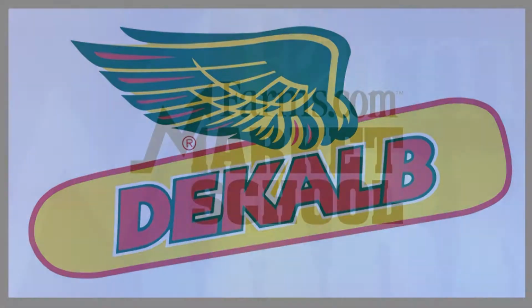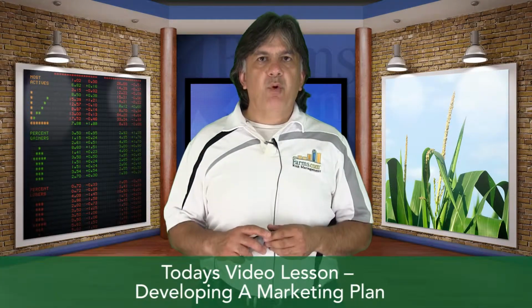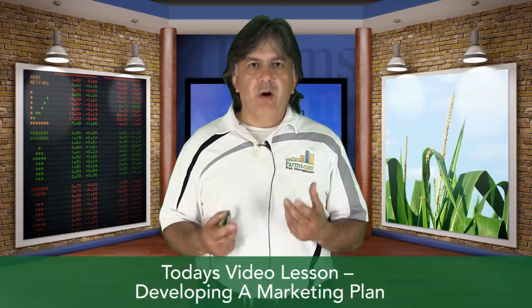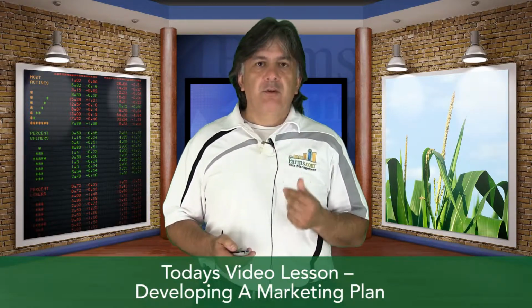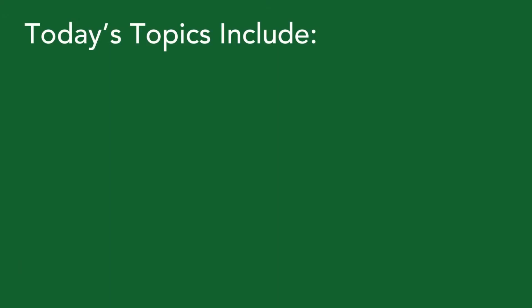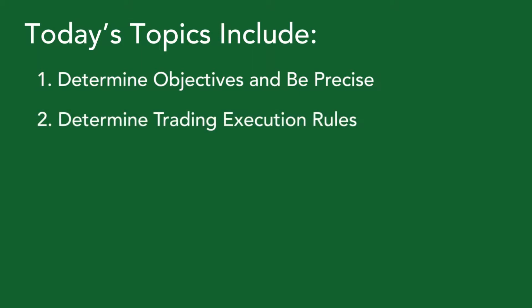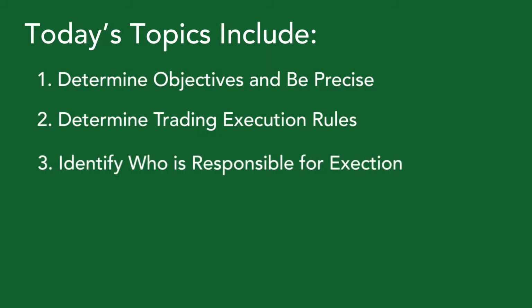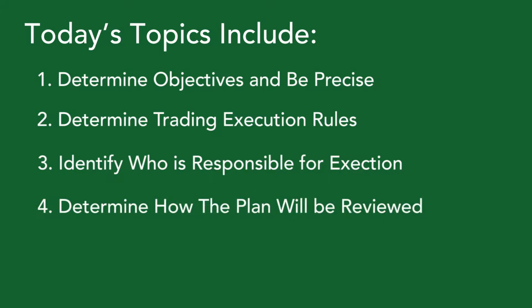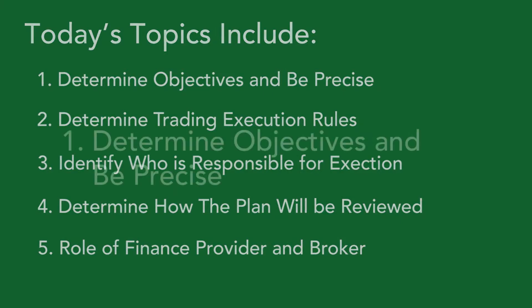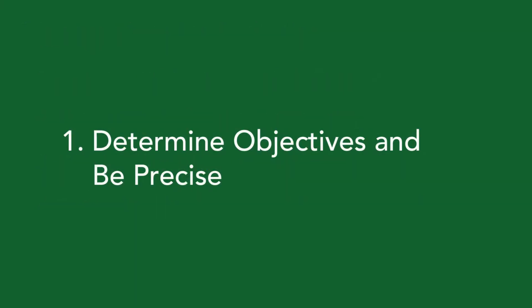DeKalb, growing confidence. Today's video is about the process in developing a marketing plan. We're going to go through the different steps required in order to implement your marketing plan. So today's topics include the steps to manage risk and implement that marketing plan, which includes step number one, determine your objectives and be precise about those objectives. Determine trading execution rules. So what are you going to use? Identify who's responsible for execution, whether it's yourself, somebody else, maybe a broker. Determine how the plan will be reviewed, monthly, daily, weekly, whatever, and then roles of finance provider and the futures broker.